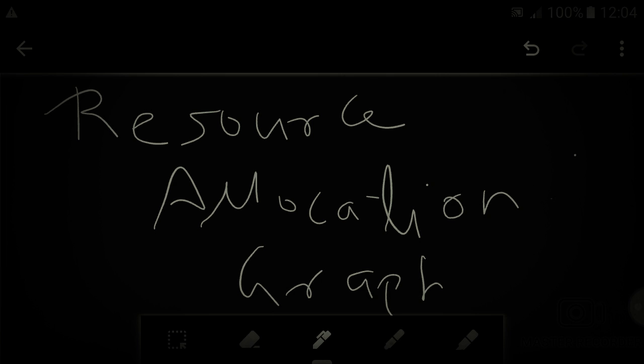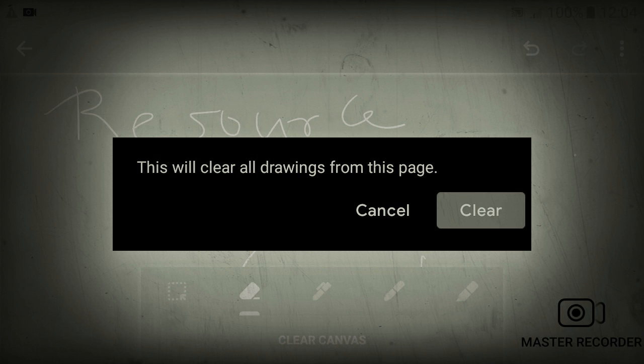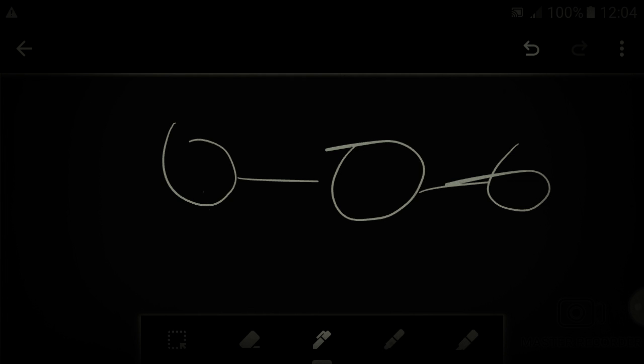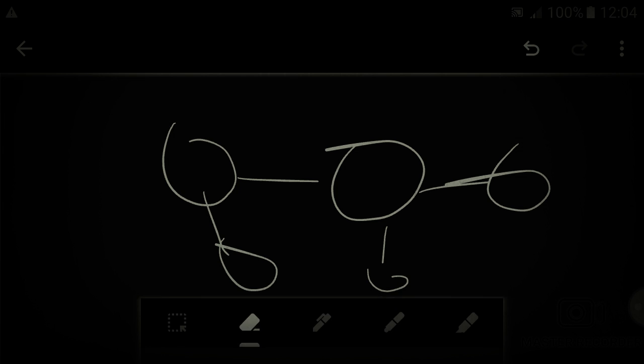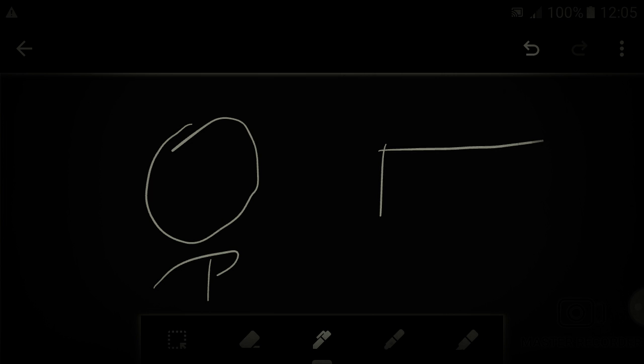Okay, so in a graph there should be vertices and edges. So let me draw this. There should be a vertex, there should be a vertex and edges like this. This is the edge and this is the vertex. Okay, so there are two types of vertices. One is the vertex for process and one is for resource. So process will be shown in circle, and resource will be shown in rectangle.